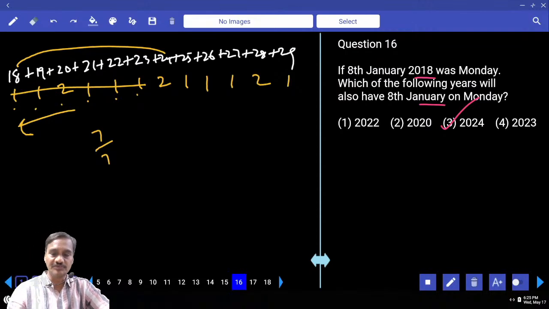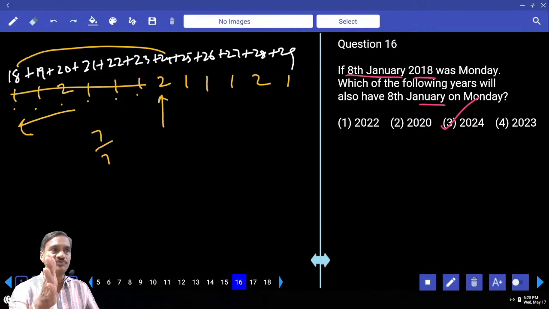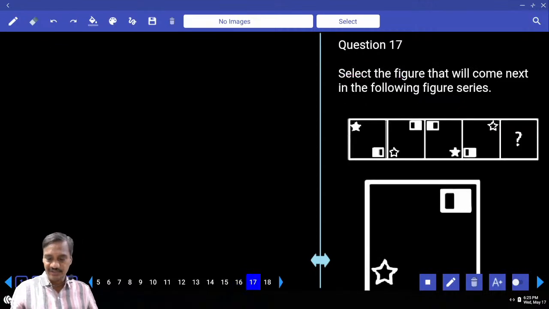This 8th January 2018 and this one 8th January on Monday, 2024. 29th February cross అయితే అప్పుడు నుంచి ఏమైపోతుంది? Next day వస్తుంది. Till 28th February you will have the same calendar. Then the 16th one done, now the 17th one, tell me.